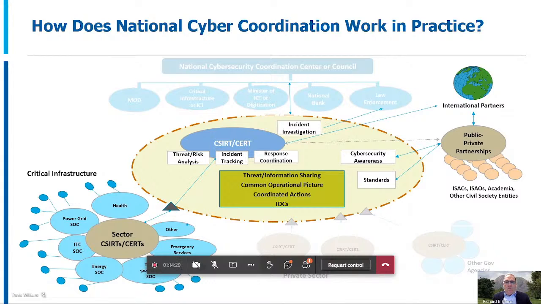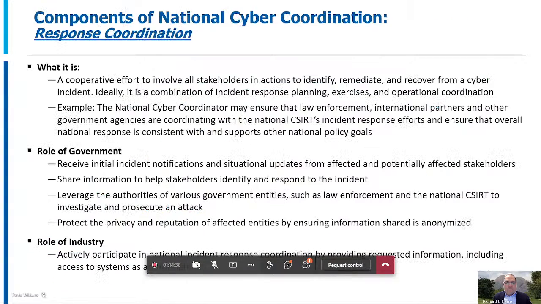And so what we'll talk about is, let's show the next slide. We'll start with response coordination. And I'll go through and kind of tee up and introduce this activity and function of response coordination.